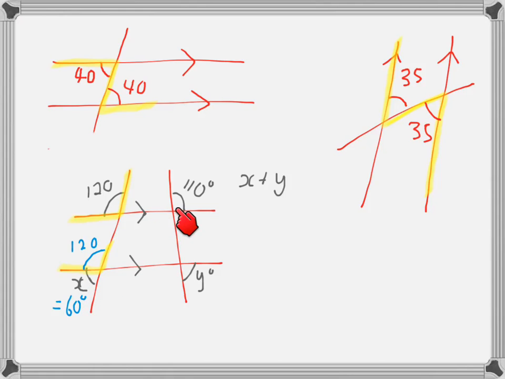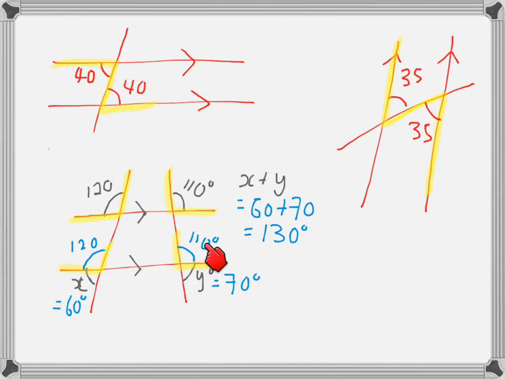Same here. If this is 110, these two lines are parallel, we learned about corresponding angle. So this angle is the same as this angle. That means from here we know this angle will equal 110 as well. One straight line is 180, this one is 110, so obviously y will be 180 minus 110, you will get 70. So x plus y means he wants to find the angle for 60 plus 70. So the answer will be 130.